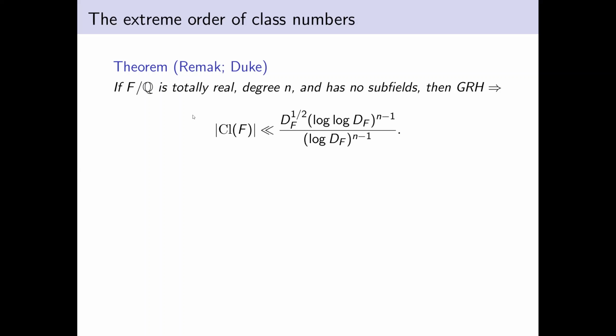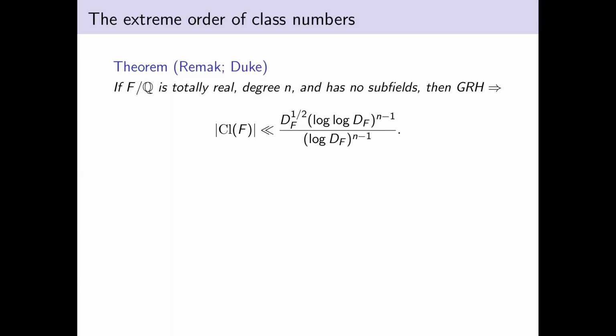The way this works is Remak gives a lower bound on the regulator of number fields depending on their subfield structure. That gives you this denominator. And Duke shows that if you assume GRH, you get an upper bound on the residue of the Dedekind zeta function, essentially of this form. You plug it into the class number formula, and this pops out.